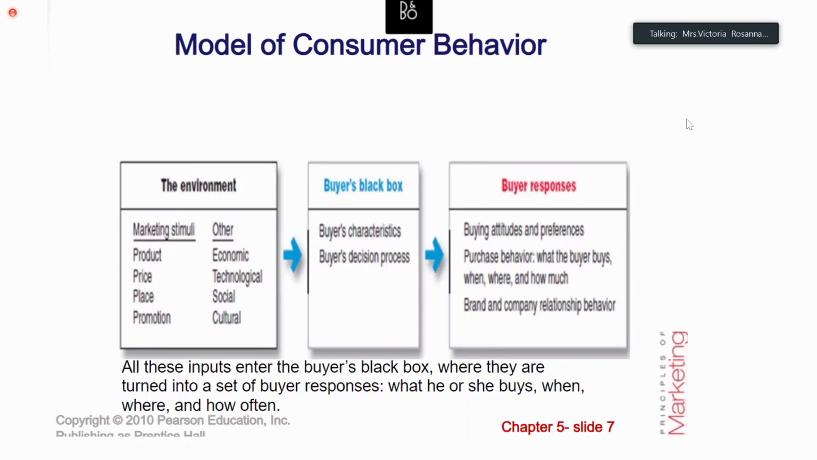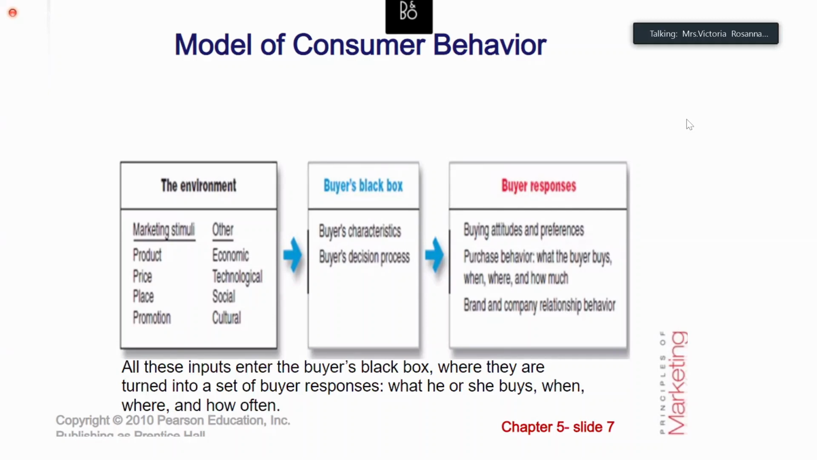So, in that context only, we are saying it to be the black box. It's very, very complicated for us to understand. Now we have put those two elements into a black box. Once this stimuli enters into the black box, then the buyer's response may be different, right? So their buying attitudes and preferences can be different. Their purchase behavior can be different.